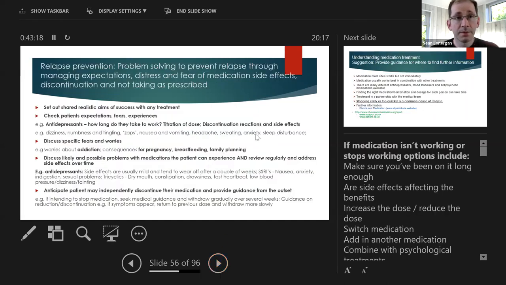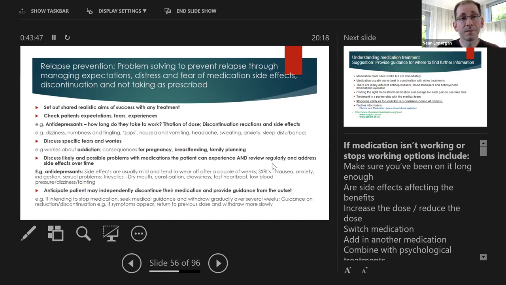And in terms of relapse prevention, here are just some suggestions. Problem solving at present to prevent relapse through managing expectations, distress, and fear of medication side effects. The costs of discontinuation and not taking as prescribed are important. So it does help to take the time to set out shared realistic aims of success with any treatment and to check the patient's aims and expectations of treatment.